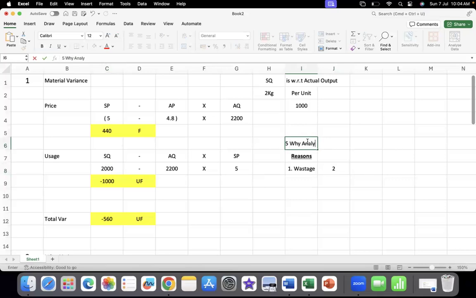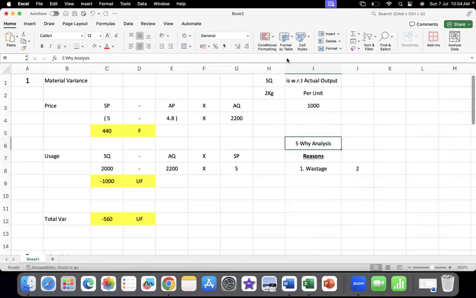Sir, like quality issue. Quality issue, yes, there could be quality issues, correct? So the second reason could be quality issues. The quality which you expected as per the standard from your supplier was at an extreme level, but ultimately, because you got a degraded product, you had to use a larger actual quantity because there was a quality issue with it.